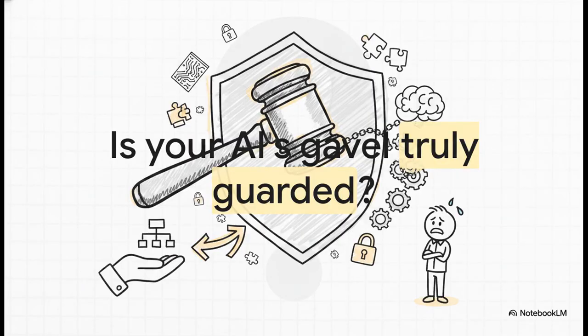We've mapped out the architecture of control today, but I want to leave you with one final, pretty provocative thought. I want you to look really closely at your own automated systems, the software running your operations right now. Is your AI's gavel truly guarded, or are you just sitting back, crossing your fingers, and waiting for a catastrophic decision to force your hand? Mastery requires action, so don't wait for the gavel to drop. Take control of the logic today.